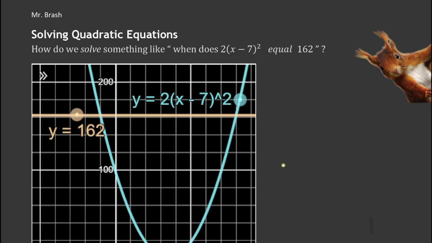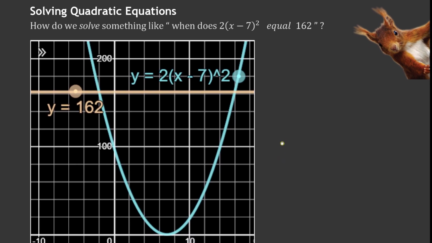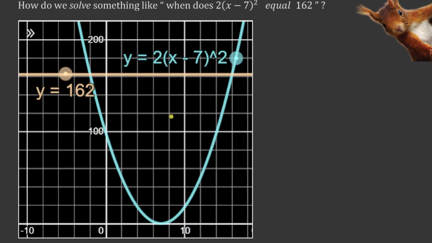So I've got a little visualization of it over here. So we're just going to take a peek here at this graph. This kind of bluish parabola right here is the graph of the 2 times x minus 7 squared. So that's if we had y equals that. That's the blue graph. The sort of orangey yellow line is the value 162. So as we go across this line, that would be the y value of 162.